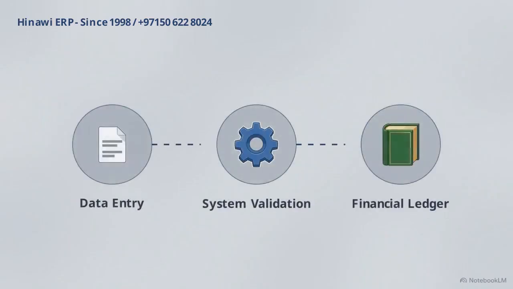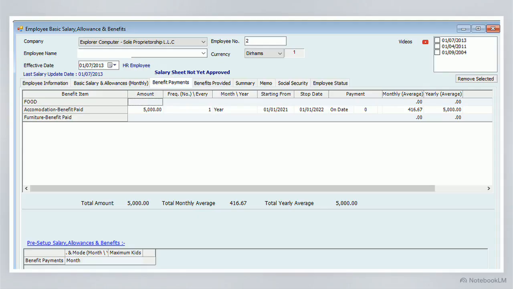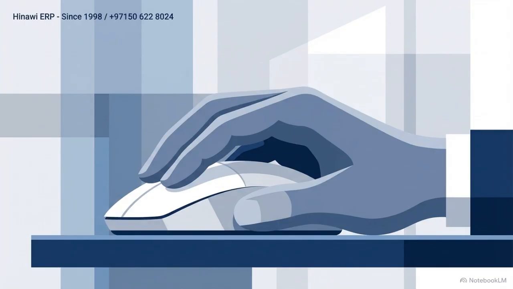Hinawi ERP builds these validations directly into the workflow to give you full control and prevent these problems before they reach your ledger. Because the limits are fixed, the system identifies the extra zero typo as an invalid entry and blocks the save, neutralizing the human error instantly. Proactive system logic ensures that your data remains accurate even when manual entry is rushed.